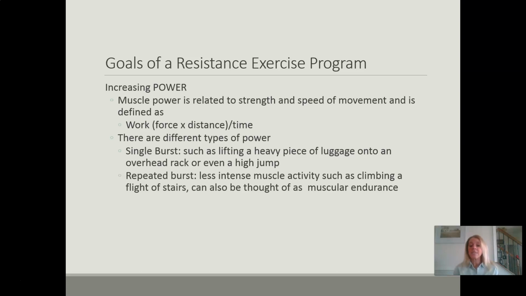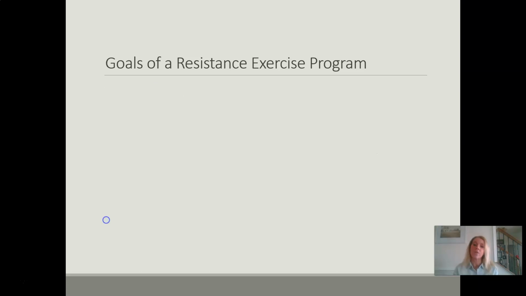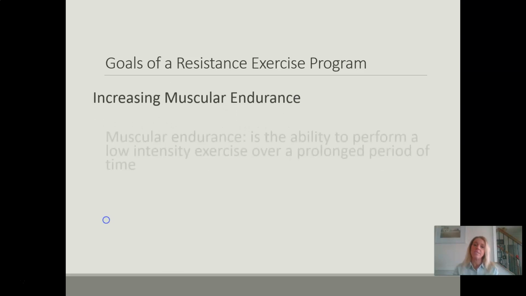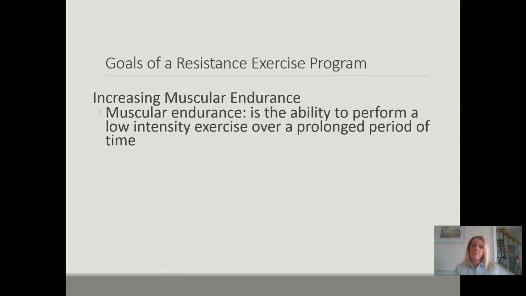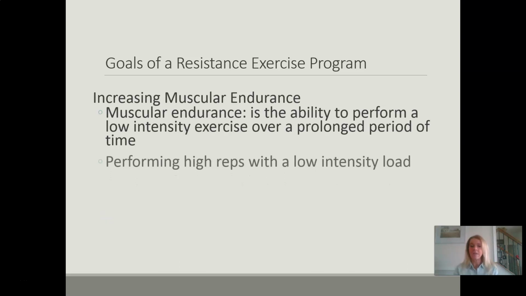Repeated burst, usually less intense muscle activity like climbing a flight of stairs, and this bleeds into muscular endurance a little bit, which is the third type of resistance. So muscular endurance is the ability of a muscle or muscle group to perform a low intensity exercise over a longer period of time.